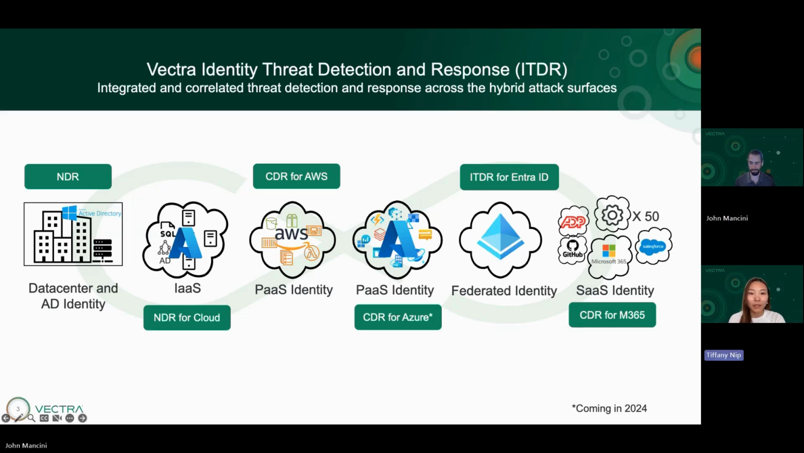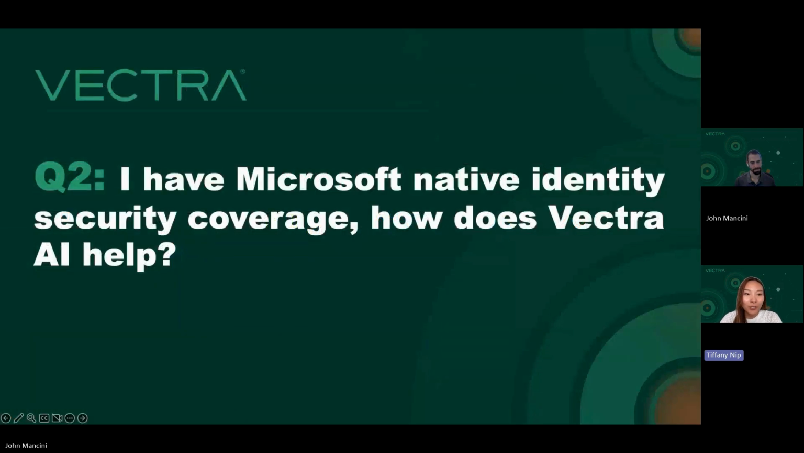Yeah. And it's the integrated visibility that really gives a lot of our customers the value, and the correlation as well. And they can see it in one console. All right, then moving on to the next question, which we actually get from some customers. They have Microsoft native identity security coverage, and so how does Vectra AI help in that case?